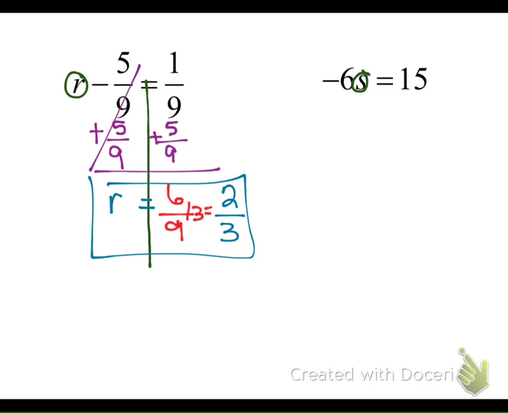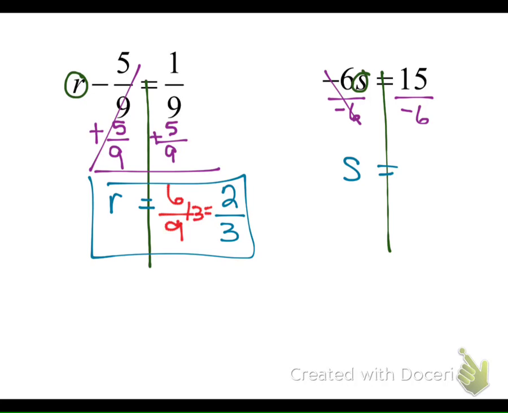So now I have negative 6s equals 15. Now we spoke briefly already: when a number touches a variable, it means to multiply. So the inverse operation for multiplication is what? Division. So I'm going to have to divide each side by what? Negative 6. Take that negative with it. Now this is where we get into the problem though. If I type into my calculator 15 divided by negative 6, I'm going to get a negative something. I don't want answers in decimal form. Okay? I do not want an answer in decimal form.